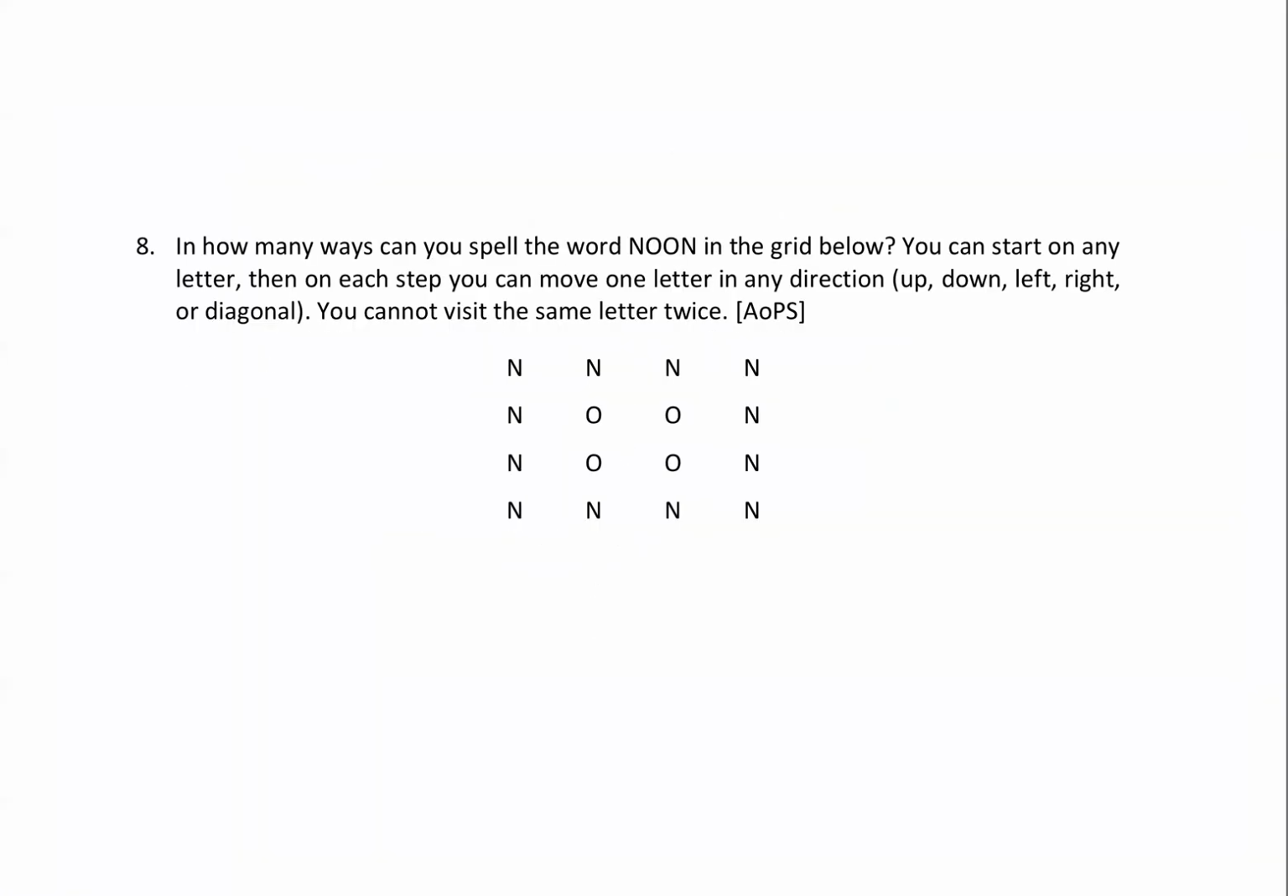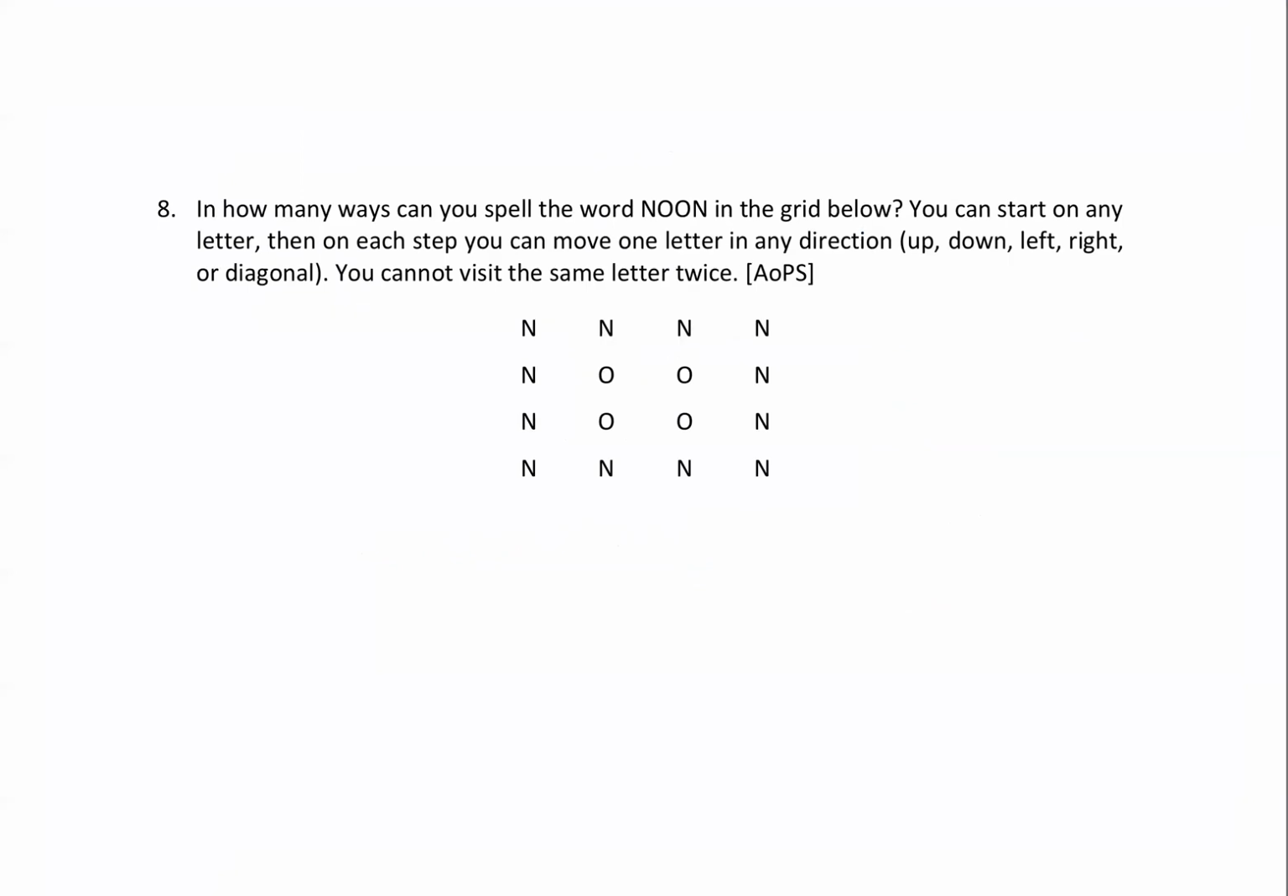In how many ways can you spell the word noon in the grid above? You can start on any letter, then on each step you can move one letter in any direction, up, down, left, right, or diagonal. You cannot visit the same letter twice. And then I'll just give you a couple seconds to think about it while I answer some more questions.